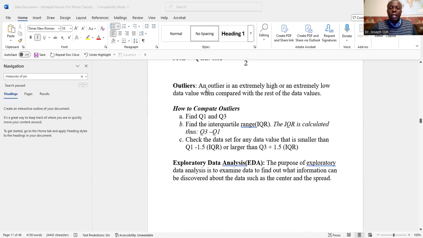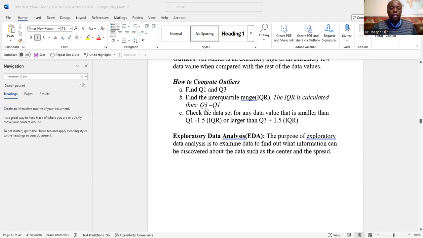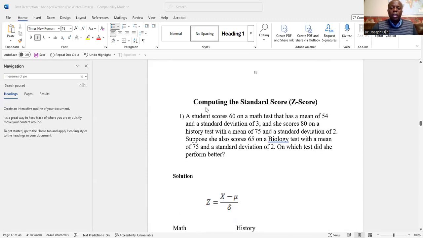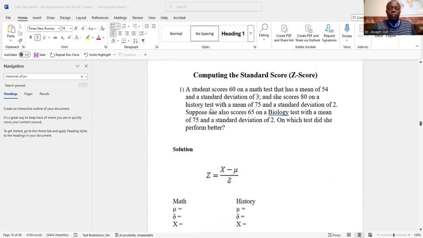Then we'll be looking at outliers. There are some values that often stand out from the group. We'll be looking at them as well, but not today. Then we look at exploratory data analysis. Now let us see how to compute this score.